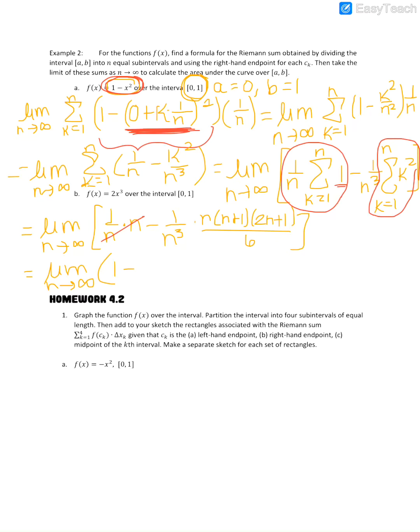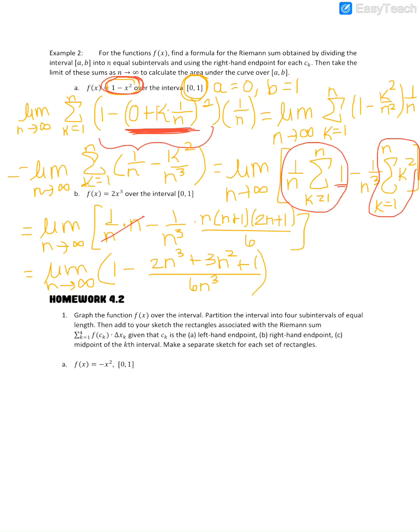Okay, here I actually want to take the time to work this out. On my numerator, I want to distribute everything out. I'm not going to work that out in detail, but if you were to distribute everything out, you get 2n cubed plus 3n squared plus n. And then on the bottom, I have the 6 and the n cubed.